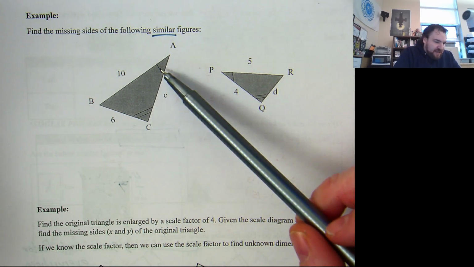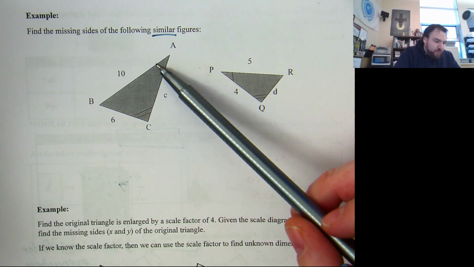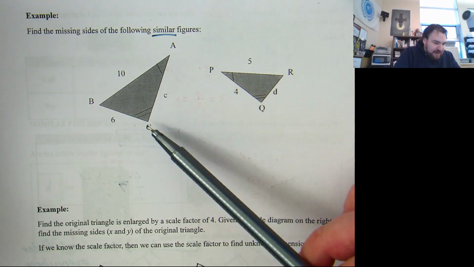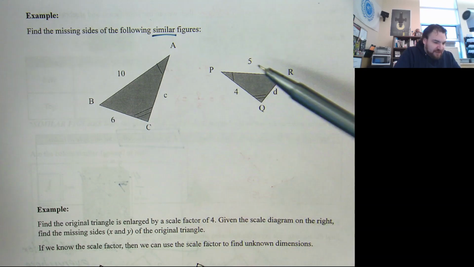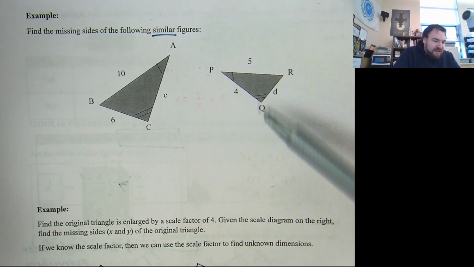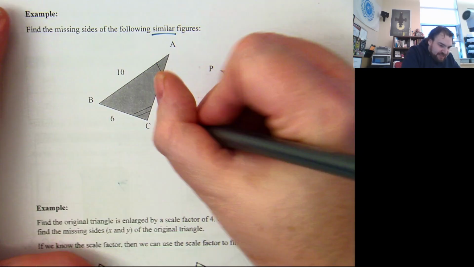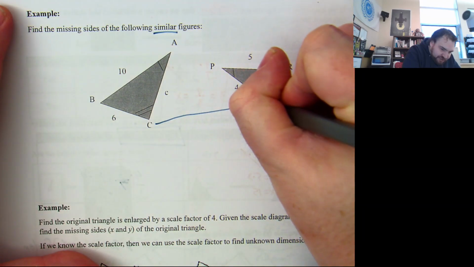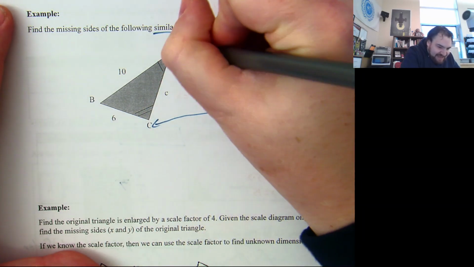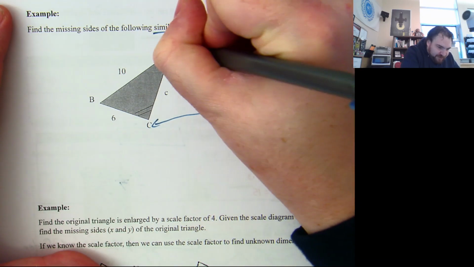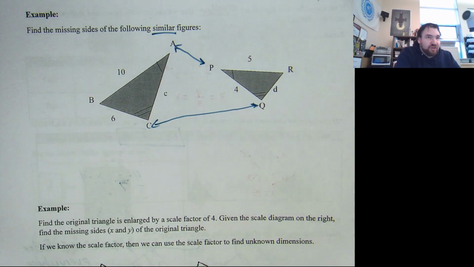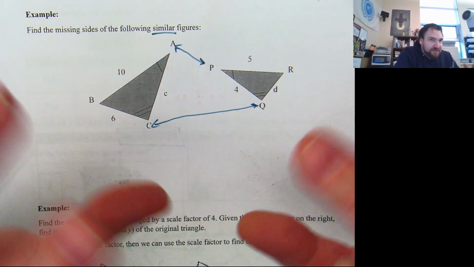So if you look here, this corner has 1 slash through it. This one down here has 2 slashes through it. This one over here has 1 slash through it. This one over here has 2 slashes through it. And so what that means is these 2 corners correspond to each other. And these 2 corners correspond to each other. And so it starts to give you what sides are going to correspond even though these triangles have been rotated.